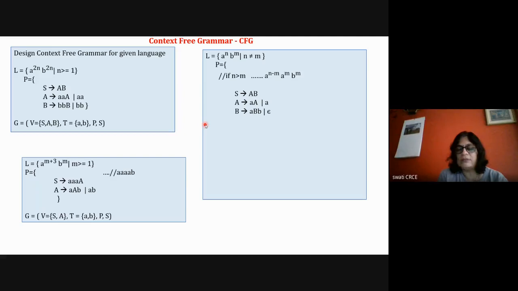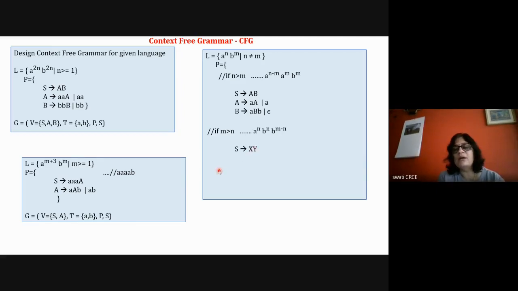So this is done. Now consider the second condition, that m is greater than n. If m is greater than n, then the string can be split in this manner, with n smaller: a raised to n, b raised to n, and b raised to m minus n. So divide it into two parts. This is the left portion and this is the rightmost variable. The a raised to n, b raised to n part we already have the variable capital B for. So I can use capital B here also.